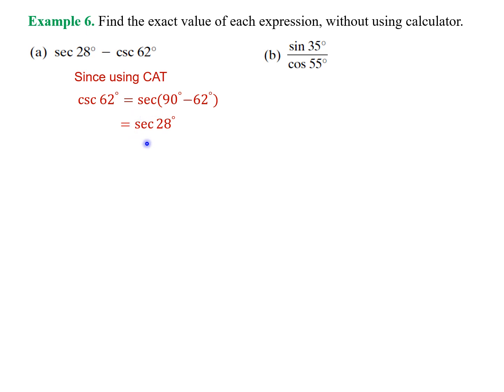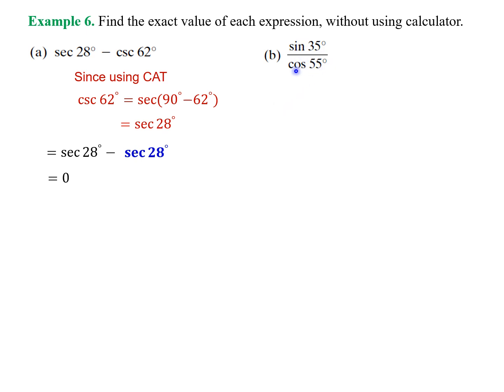So you will just replace the secant 28 in this second term. So that's it. Secant 28 minus secant 28 is equal to 0. So it's easy. Now for letter B. For letter B, sine 35 degrees divided by cosine 55 degrees.